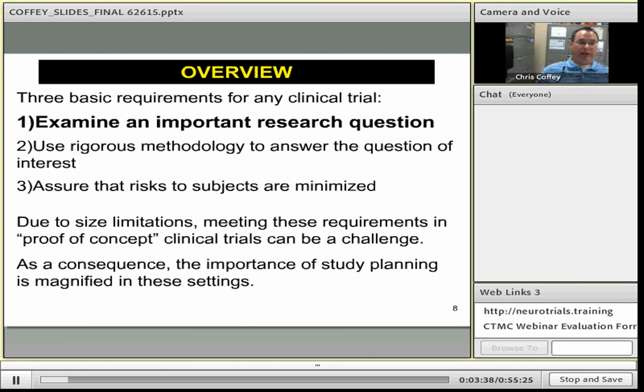So you still need to, next slide, focus on the three basic requirements that are needed for any clinical trial. Does the trial examine an important research question? What question does the trial seek to address? Then, it should use rigorous methodology to answer that question while making sure that the risk to subjects is minimized.